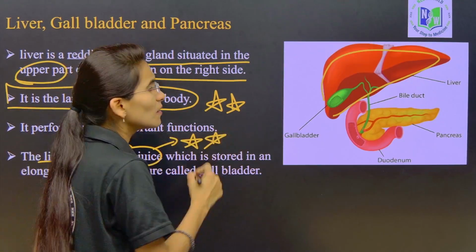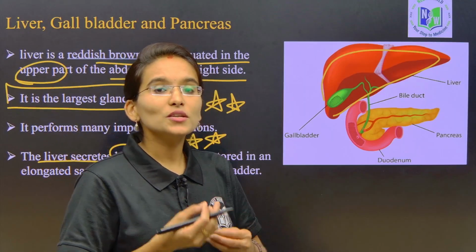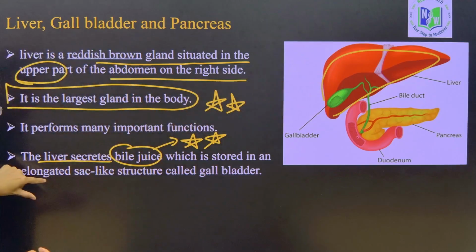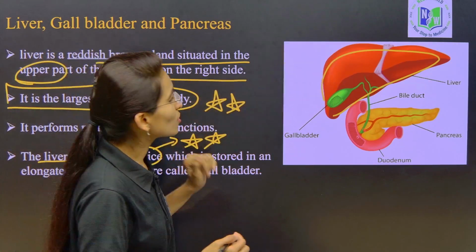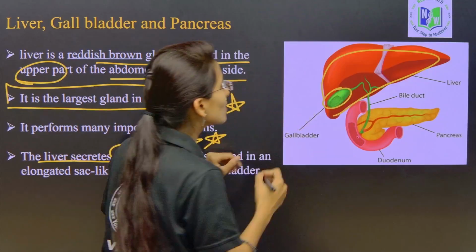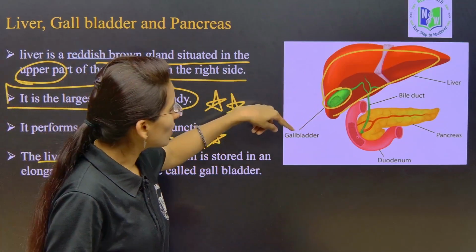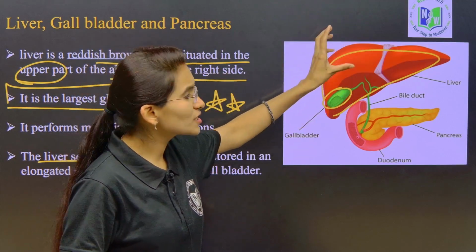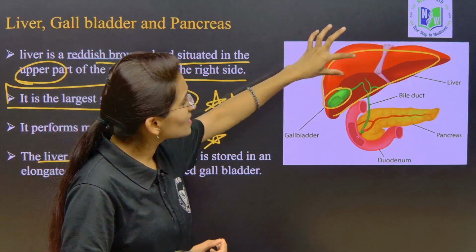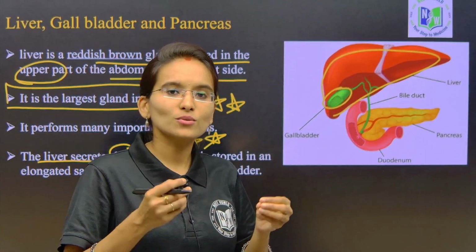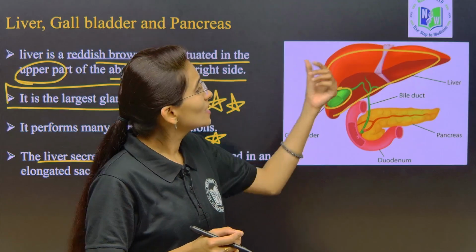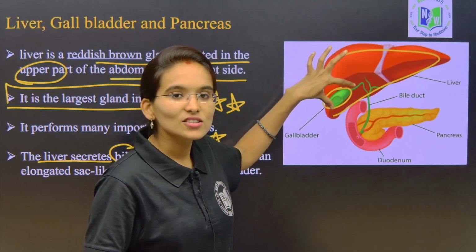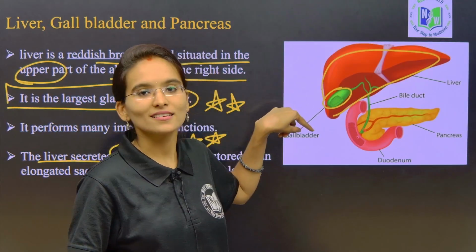One major function of the liver is to secrete the bile juice, which is stored inside the elongated sac-like structure called the gallbladder. Can you see this green colored one? This is called the gallbladder. So the liver is one of the largest glands, usually reddish brown in color, and it secretes the bile juice. This is one of the most important functions. The bile juice is stored in the elongated sac-like structure called the gallbladder, right, my dear students.